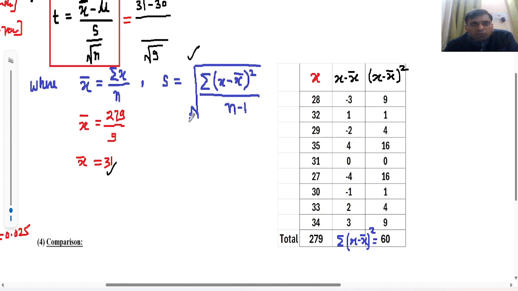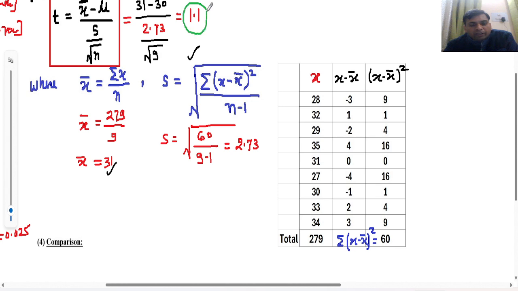Now we will put it in this formula. So s equals the square root of 60 divided by n minus 1, which is 9 minus 1, equal to 8. On solving this you will get 2.73. This is s. Now we will put it in this formula, 2.73, and on solving this complete term you will see the value of t is 1.1. So this is the calculated value of t.